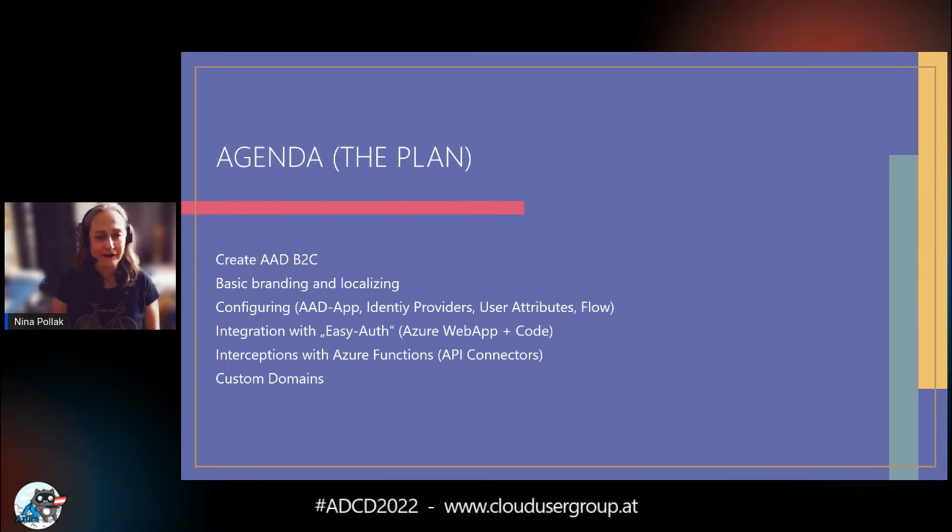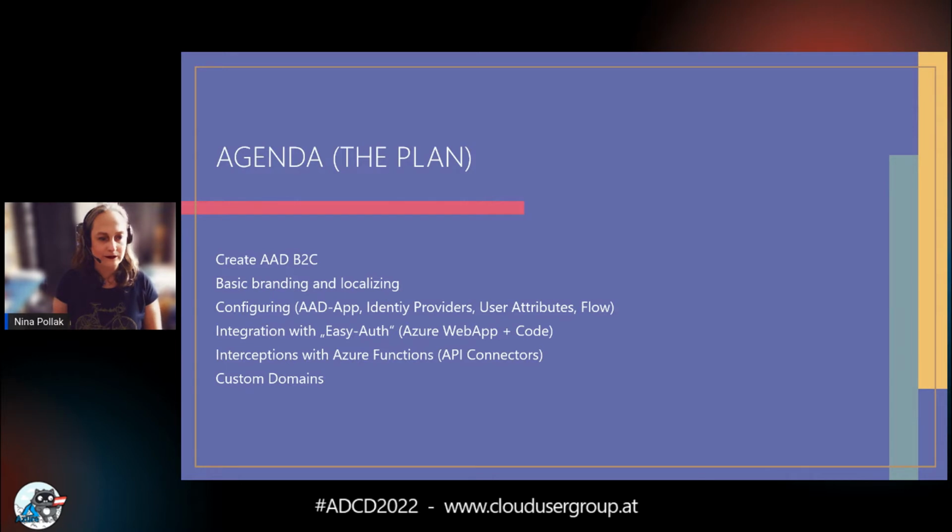So that's the plan for the agenda today. First I will show you how you can create an Azure Active Directory B2C tenant, what it will approximately cost, and how you can do the basic branding and localization. I will configure a simple Azure Active Directory app. I will show you how you can configure identity providers. I have to fix that typing error. I will show you how the user attributes, the user flows, and the journeys work.